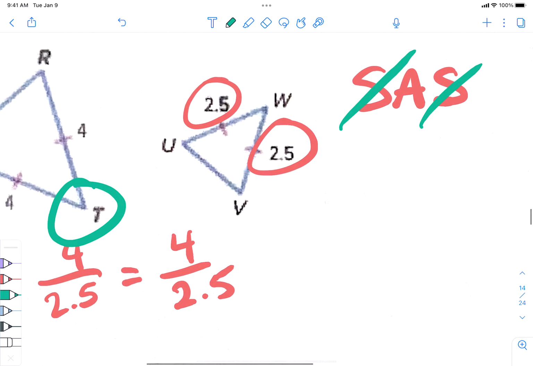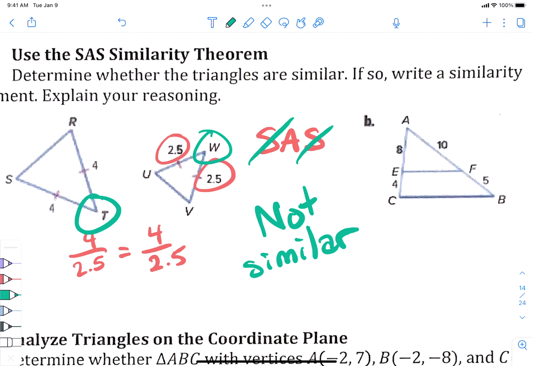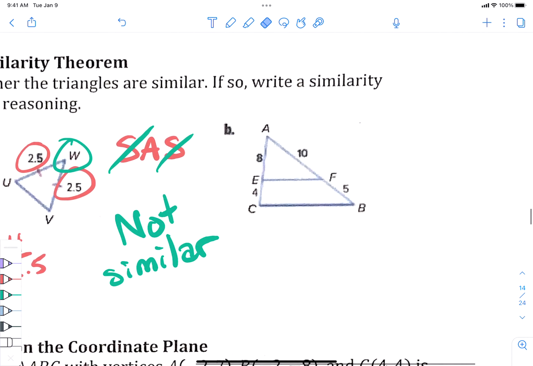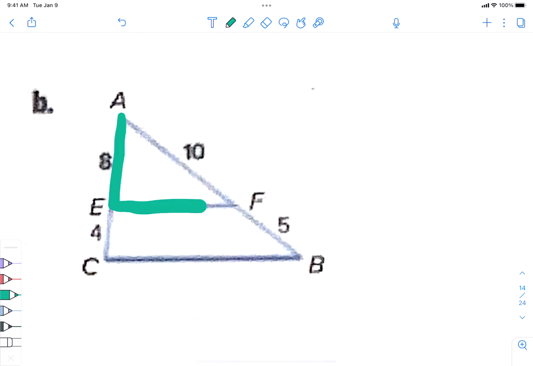So T would have to be the same as W. Do we know that for sure? No. So no, they are not necessarily. Given the information we have right now, we do not know that they are similar. They might be, but they don't tell us for sure that those angles are the same. So not similar.